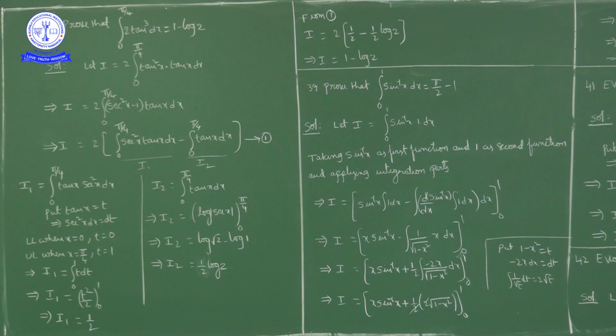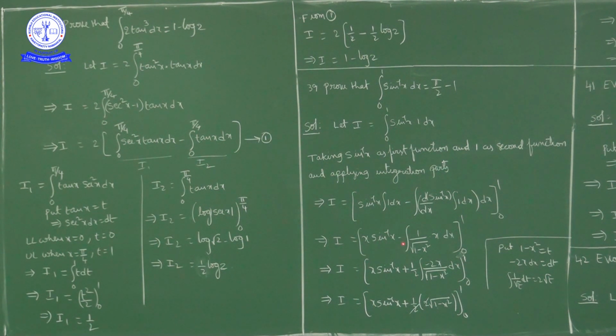Integration by parts method, what is the formula? Okay. Integral first function into second function equals first function into integral of second function minus integral of derivative of first function into integral of second function. So using that formula, I is equal to what is first function? Sin inverse x. What is second function? 1. So first function sin inverse x into integral 1 dx minus integral of derivative of first function d by dx of sin inverse x into integral of 1 dx whole dx, lower limit 0, upper limit 1. So integral dx is what? x. So x into sin inverse x.